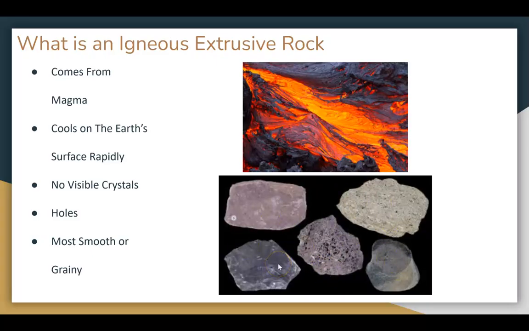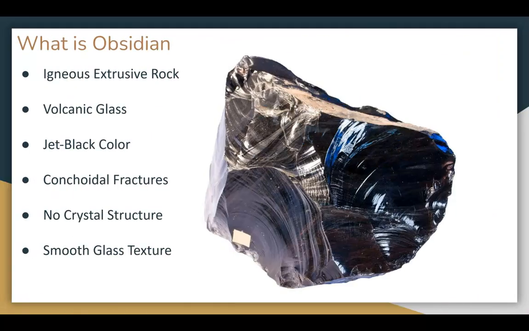Some of these igneous extrusive rocks you see will have holes like this, which will give it that sponge-like look to it. And most of the time, you'll see these rocks, and you'll notice that most of them are smooth or grainy. And yeah, that is the brief explanation of what an igneous extrusive rock is. So let us talk about the rock I chose, which is obsidian.